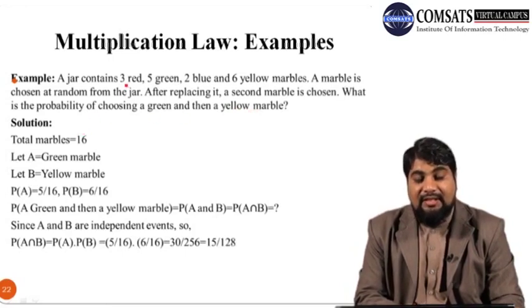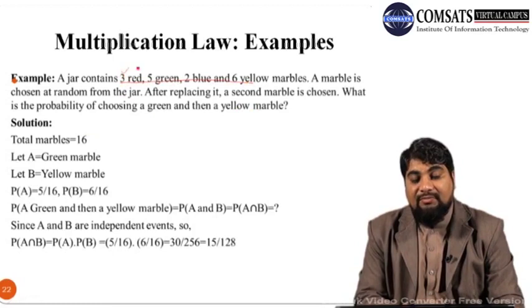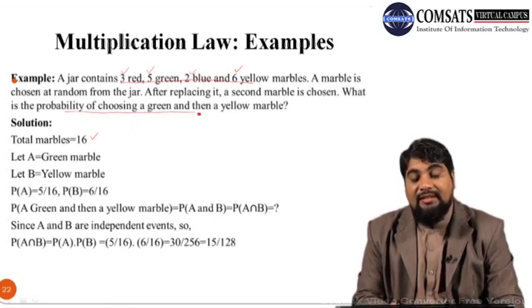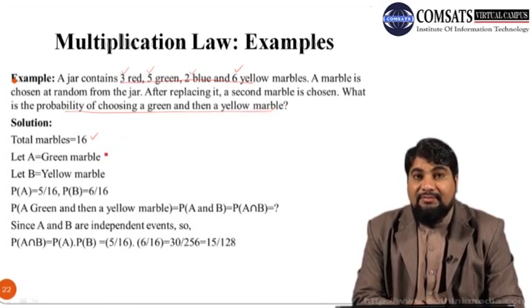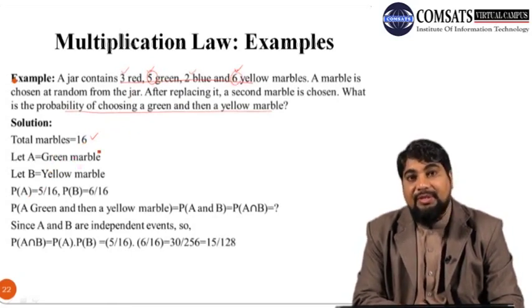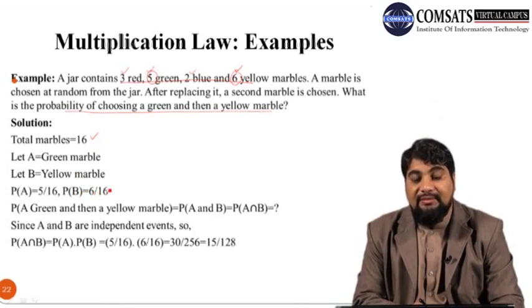So the total marbles in this case are 3 plus 5 plus 2 plus 6, so we have a total of 16 marbles, and we want to find the probability of choosing a green marble and then a yellow marble. Let us define the two events. Event A is that the chosen marble is a green marble, and event B is that the chosen marble is a yellow marble. There are 5 green marbles, so the probability of A is 5 out of 16, and there are 6 yellow marbles, so the probability of B is 6 out of 16.